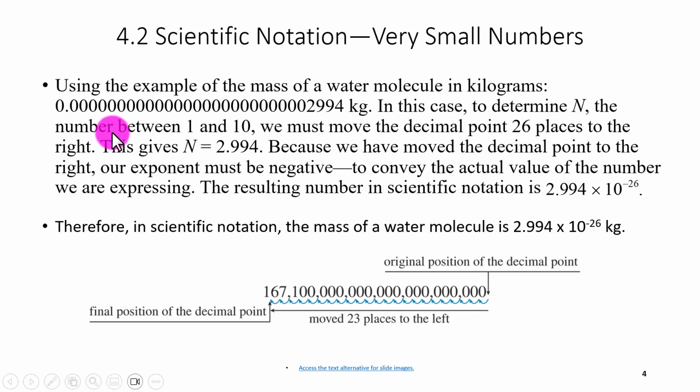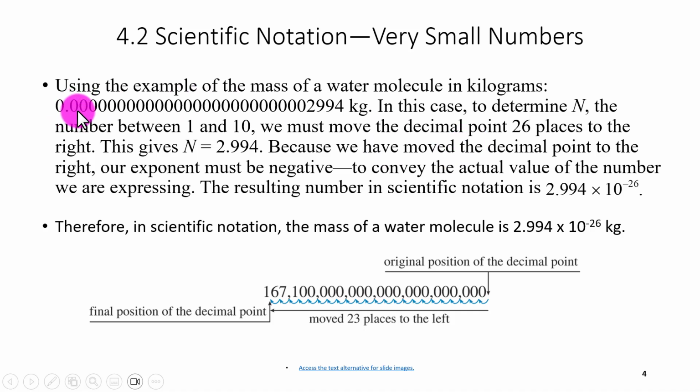Now, this is a much, much smaller number than 1. Obviously, it's not between 1 and 10. Here's my decimal point. If I move it to the left, I'm making it even smaller. So the only way for me to write this in scientific notation is to move it to the right. Remember that if I move it to the right, that means that I will have a negative exponent for my power of 10. My little n is going to be negative.